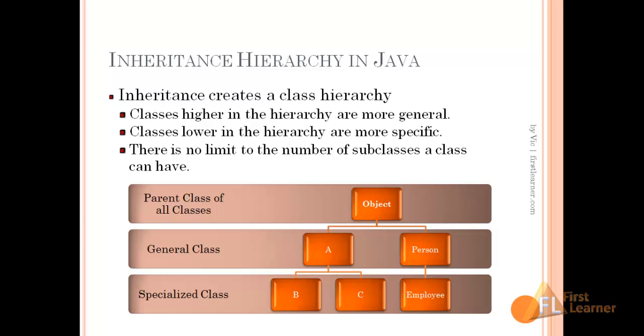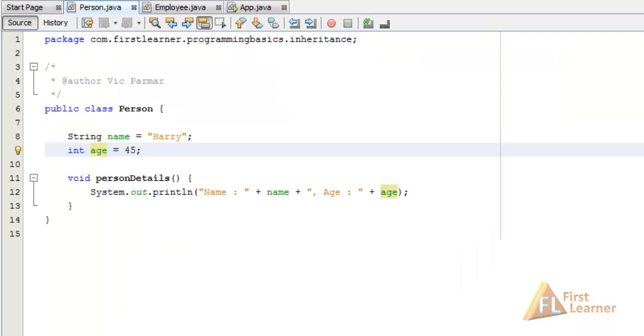And here you can see the person class is a general class, that is, anybody can be a person, but an employee is a specialized class because for a particular organization only some persons can be employed. So with this, let's go back to the coding part and see how inheritance is implemented. So this is the person class, the structure of which we have seen in the PPT.